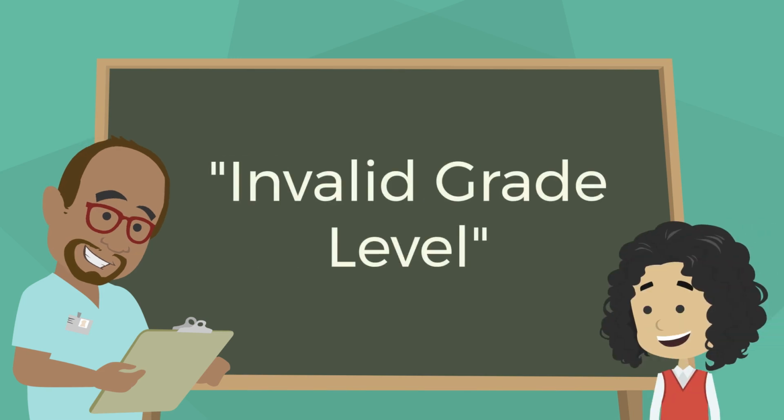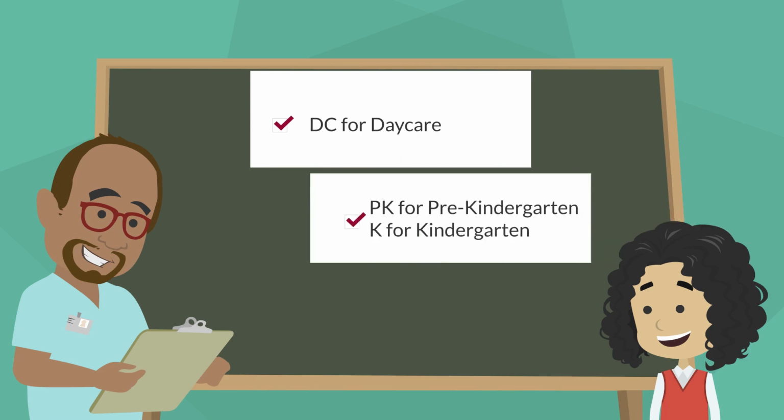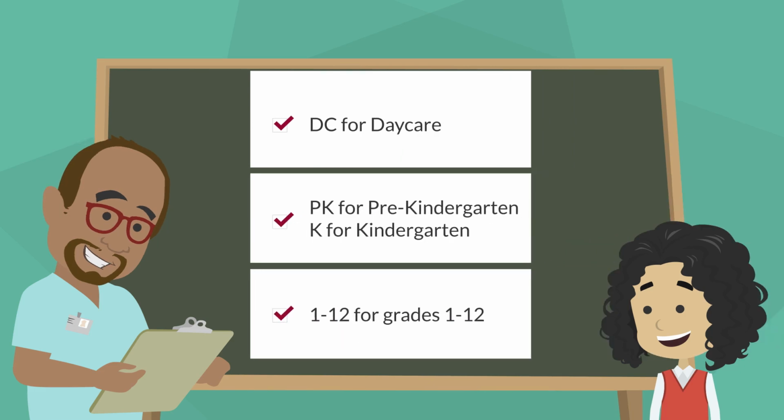Invalid grade level. This is a warning that indicates that the grade level for this student, indicated on the upload roster, is not a valid grade level in CT WiZ. Valid grade levels are DC, for daycare, PK, K, and grades 1 through 12.